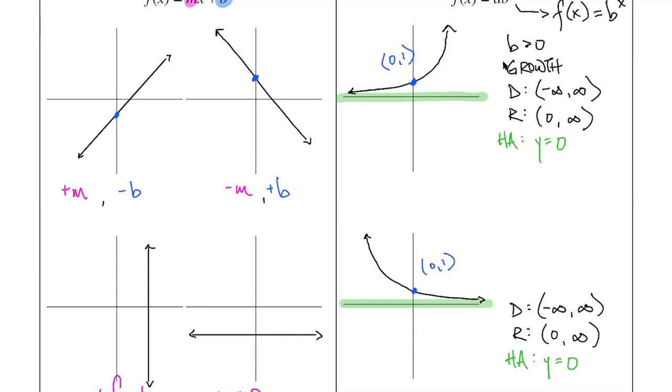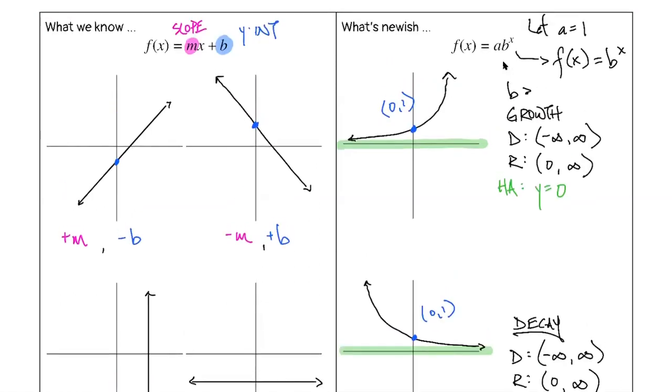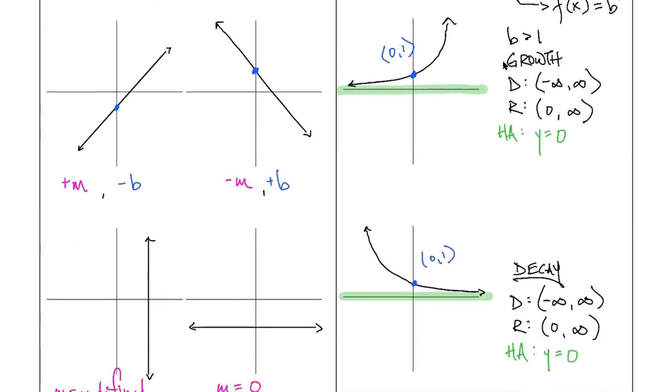Now, we called this one an exponential decay, and we didn't say that b was just less than 1. I meant to write 1 here, not 0. Sorry. B is greater than 1. B is not just less than 1, but it is actually between 0 and 1, okay?